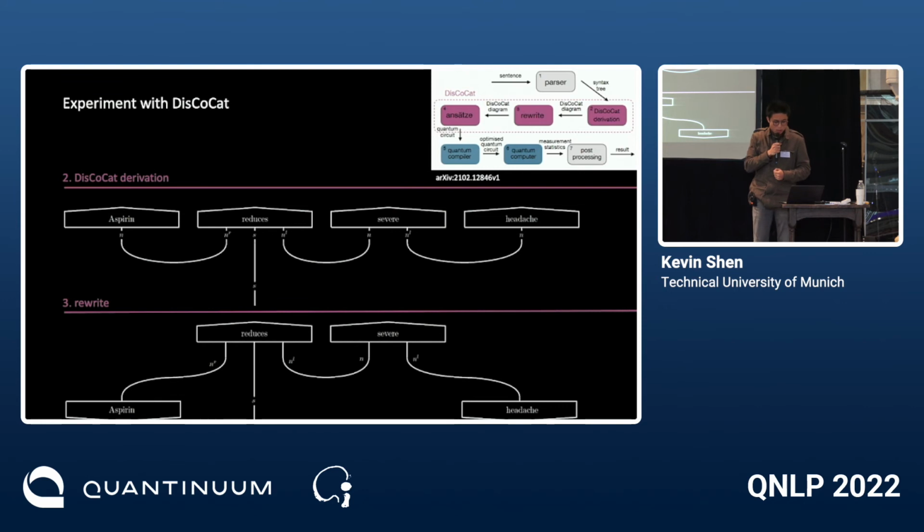Once you have done the previous step, it's time to create the DiscoCat diagrams. That means you draw the words as boxes and put the word types below them, and you can connect them with cups, and they contract with each other, and the remaining string will output the meaning of the sentence. After that, another thing you can do is rewrite this diagram. You're actually allowed to bend the wires and flip the box from up to down.